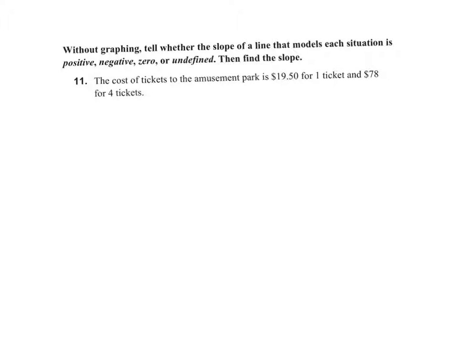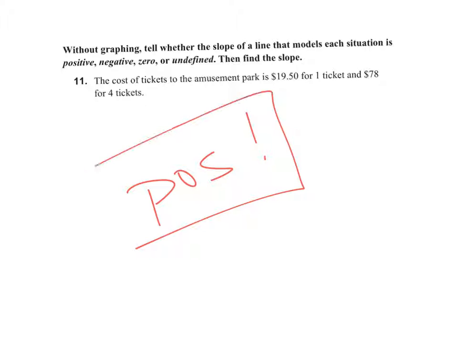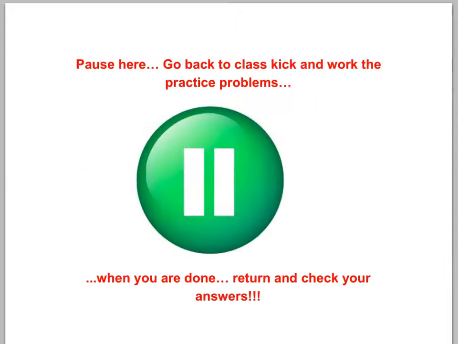Okay, so time to do a little bit of thinking. Without graphing, tell whether the slope of a line that models each situation is positive, negative, 0, or undefined. Then find the slope. So the cost of tickets to the amusement park is $19.50 for 1 ticket, $78.50 for 4 tickets. So you think about that. I buy 1, I pay this amount. I buy 4, I pay this amount. Obviously, the more tickets I buy, that's going to go up from left to right. So that's going to be a positive slope. Go into class kick. You work one.